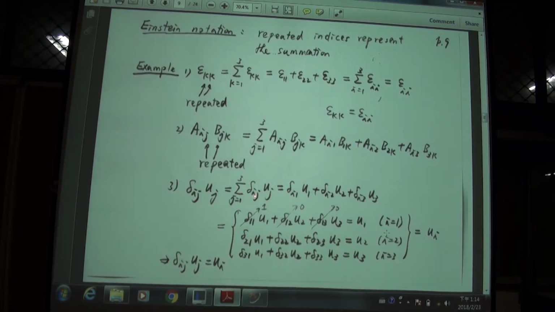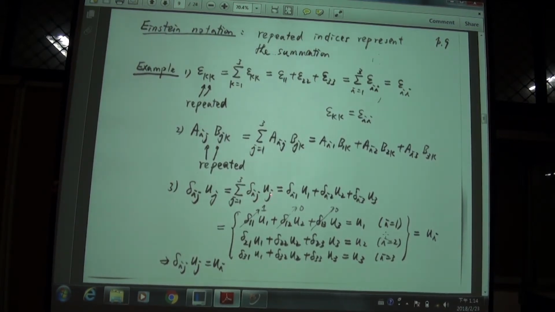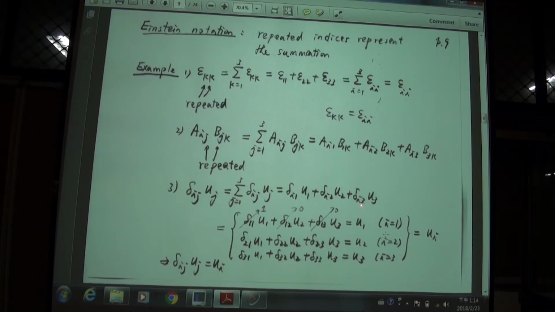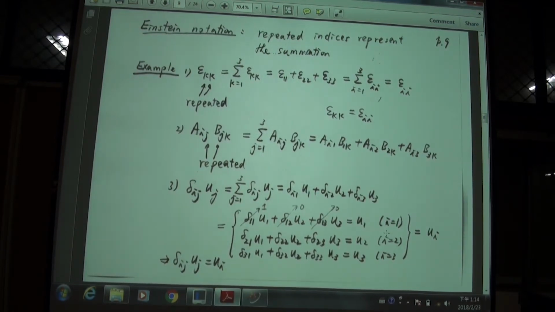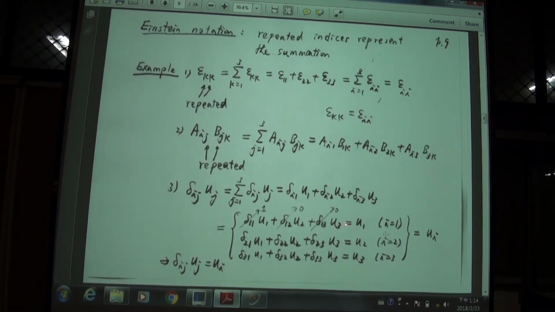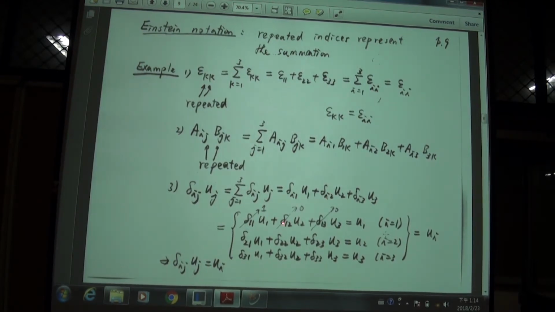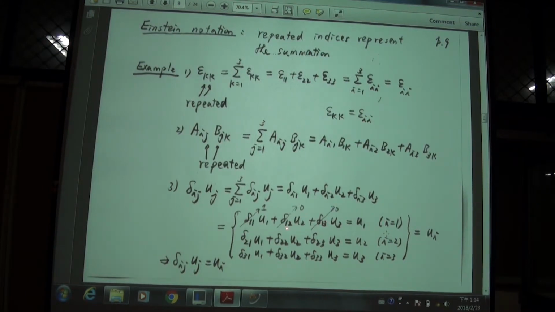So delta_i1 u_1 plus delta_i2 u_2 plus delta_i3 u_3. Now, if i equals 1, we have delta_11, delta_12, delta_13, but delta_12 and delta_13 drop out because they are 0. Delta_11 is equal to 1. So when i equals 1, this expression becomes u_1.